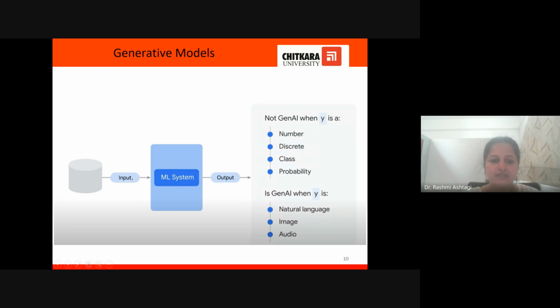Okay, so here you can see we have one database. We are giving the input to the ML system, and we are getting the output. If it's not a generative AI, this system is not a generative AI. You can see here we have written specifically ML system. Okay, so here I'll go to the next one.